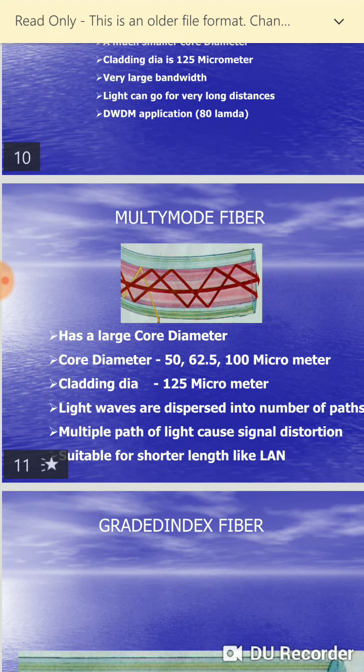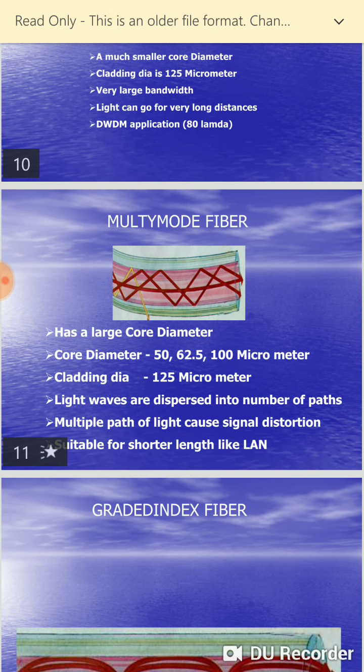If we see the multimode fiber, here a larger number of modes are shown which are propagating through the optical fiber. It has a large core diameter. Core diameter is in the range of 50 micrometer, 62.5 micrometer and 100 micrometer. That is about the multimode fiber. Cladding diameter is 125 micrometer. Light waves are dispersed into a number of paths.